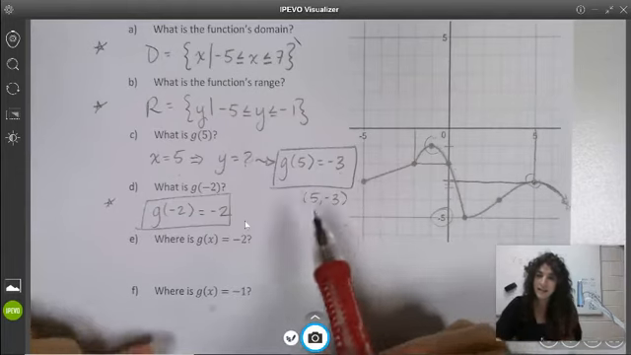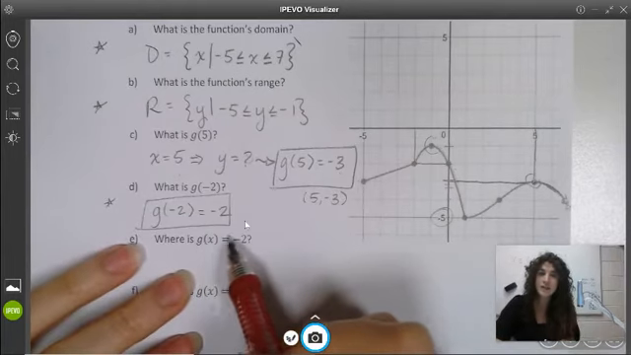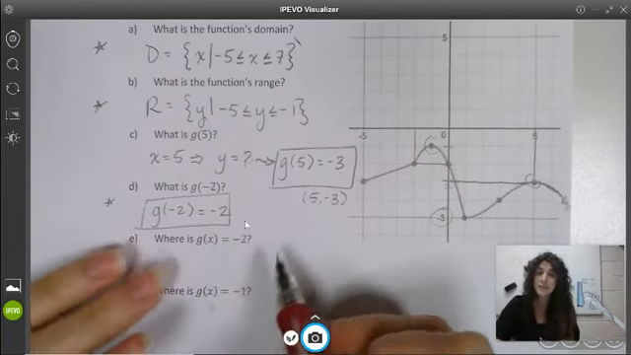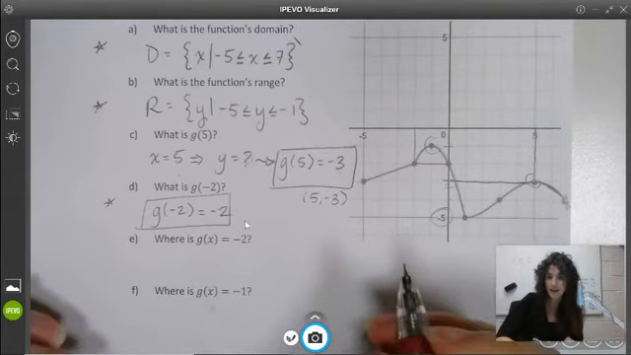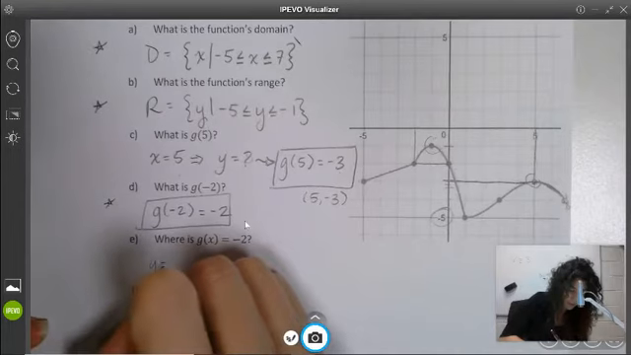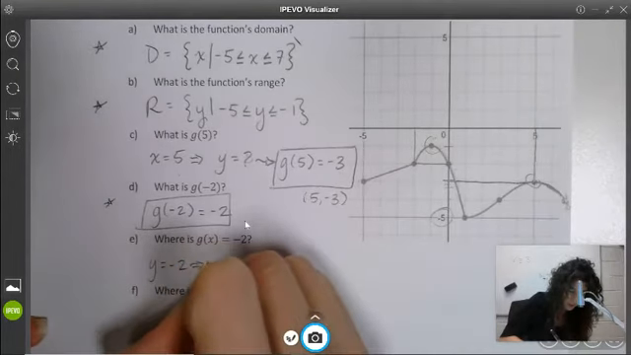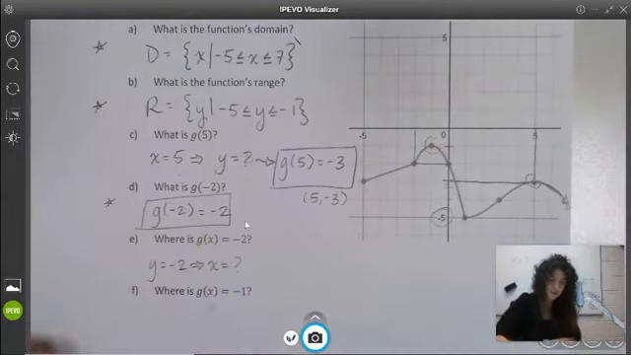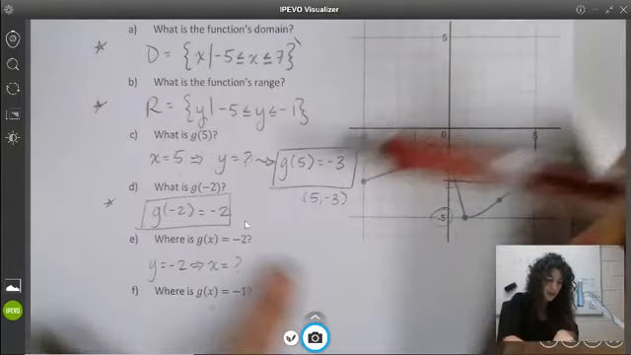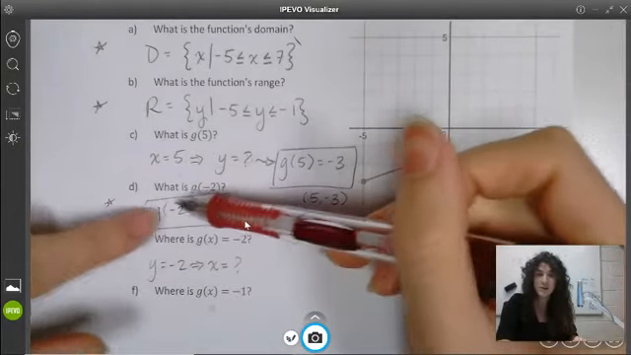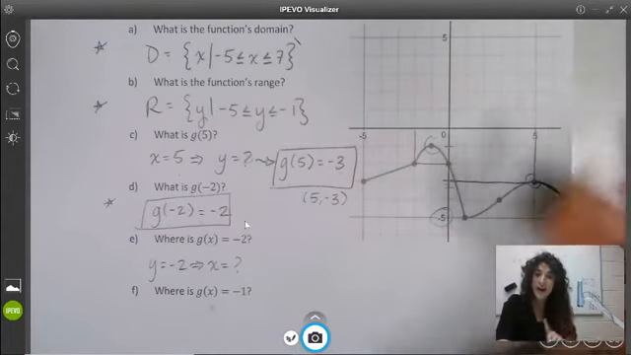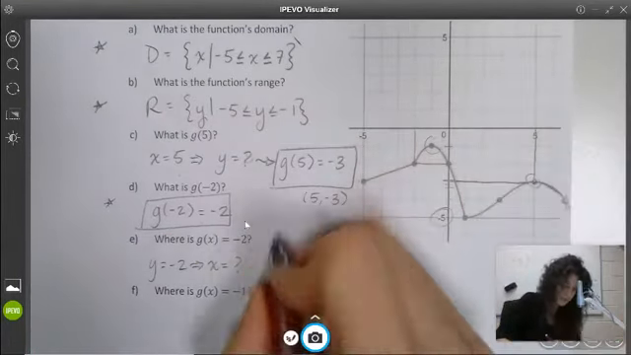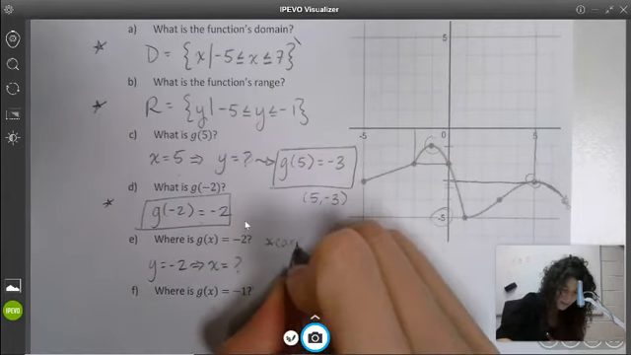Okay, the next two problems are slightly different, but just barely. It's saying, hey, g of x is equal to negative 2. And it's saying, what is x? Or where is g of x equal to negative 2? So given that y is equal to negative 2, what is your x value? We've already answered it up above that we know that g of negative 2 gives us negative 2, but we have to be really, really careful with these types of problems.